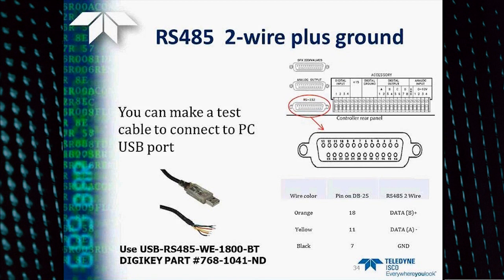If you want, you can make up a test cable to connect to your PC USB port. We list a DigiKey part here that you can buy that you can then wire on the connector. We're using pins 18, 11, and 7 from the 25-pin connector on the back of the controller that normally is used for the RS-232 to bring out the RS-485 signals. One can also use various test programs you can find on the internet if you want to simulate your PLC controller to talk to the pump.